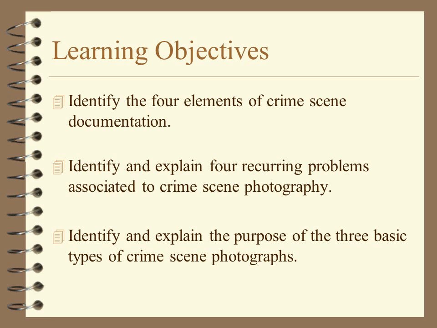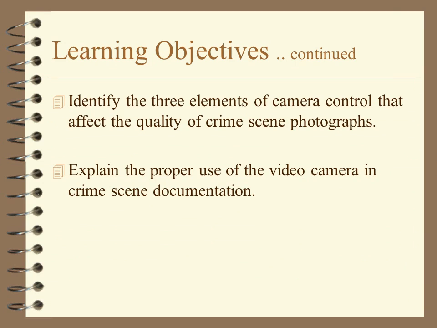So, in this chapter, there are certain objectives, and they are to identify the four elements of crime scene documentation, to identify and explain the four recurring problems associated to crime scene photography. We're going to also identify and explain the purpose of the three basic types of crime scene photographs. We're also going to identify the three elements of camera control that affect the quality of crime scene photographs, and we're going to explain the proper use of the video camera in crime scene documentation.